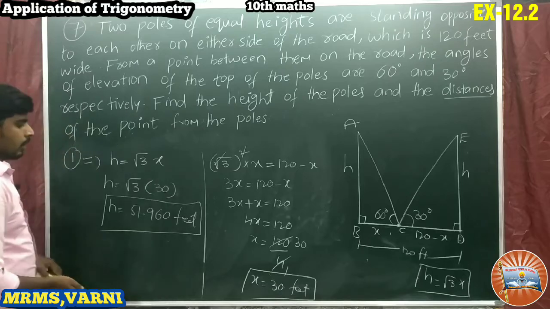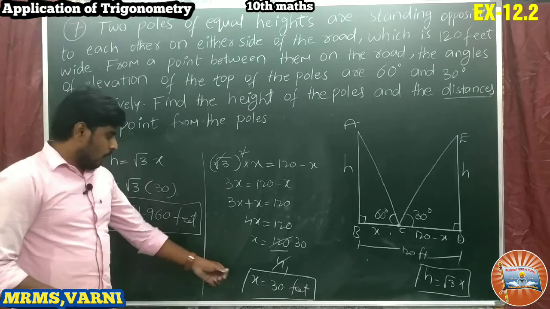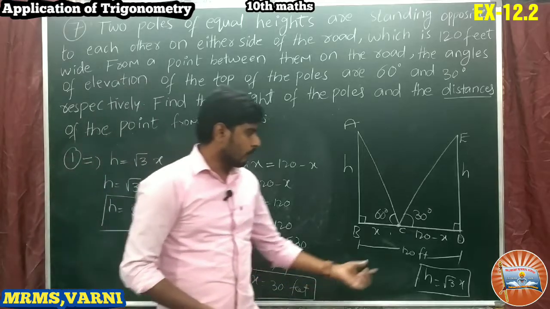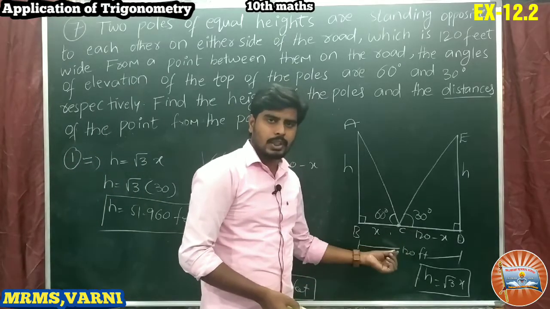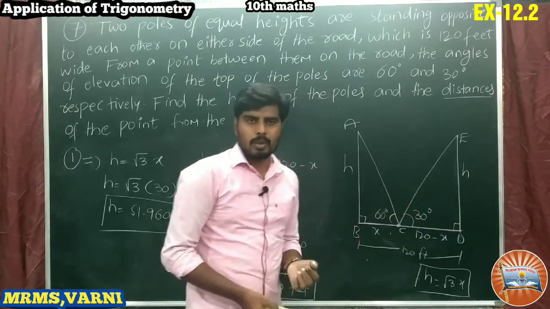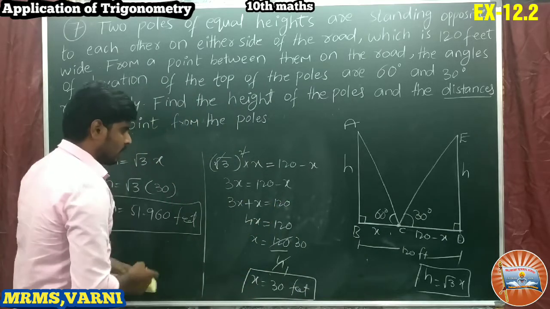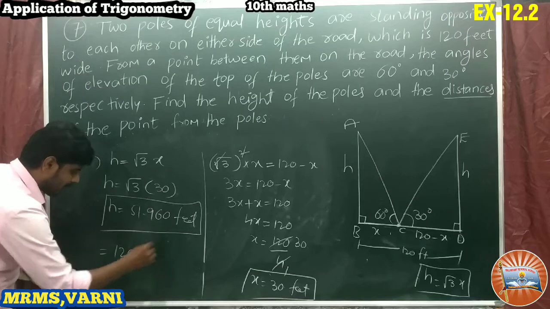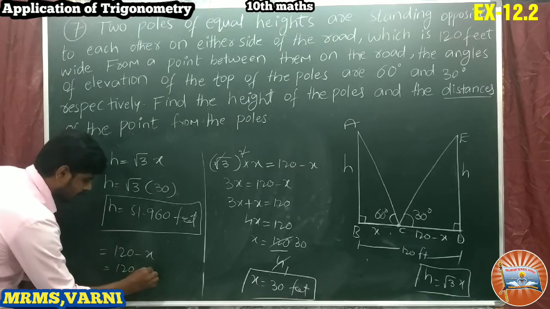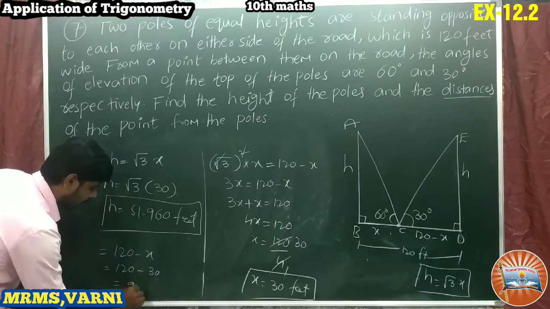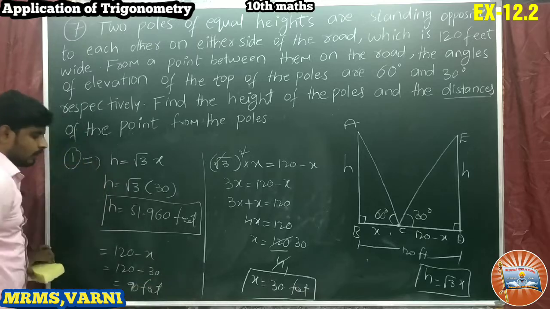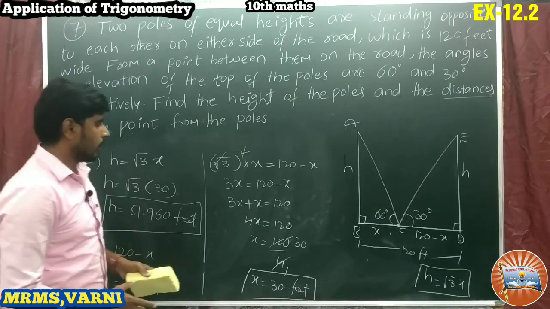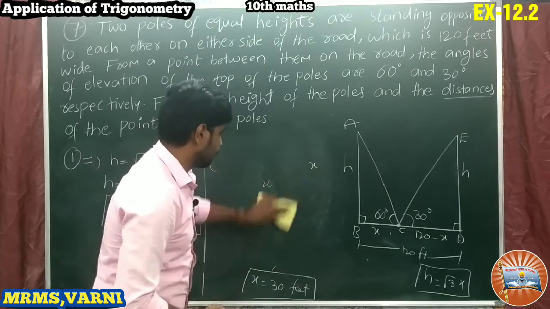Okay, right. So we got X value and H value. What is the remaining thing here? We have to find the distance between the point of observation and the second pole. That is nothing but 120 minus X. What is that? 120 minus X, 120 minus 30, that is nothing but 90 feet. So our required things we got here. So let us write all at one place.